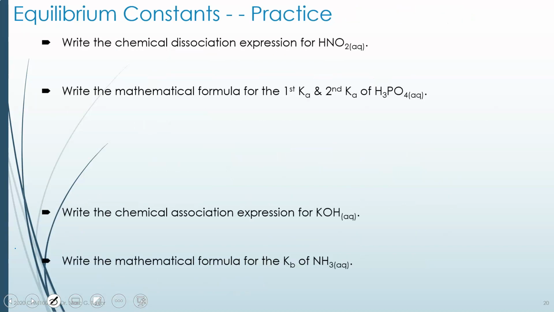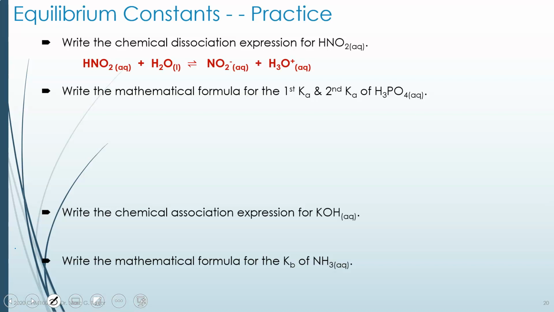So let's write a couple equilibrium expressions here and think about this. We're going to talk about both the chemical reaction and the mathematical formula for the Ka or the Kb. The first question says, write a chemical dissociation expression, so that's a chemistry expression, for nitrous acid, HNO2. Well, we know it has one proton, so we can write HNO2.